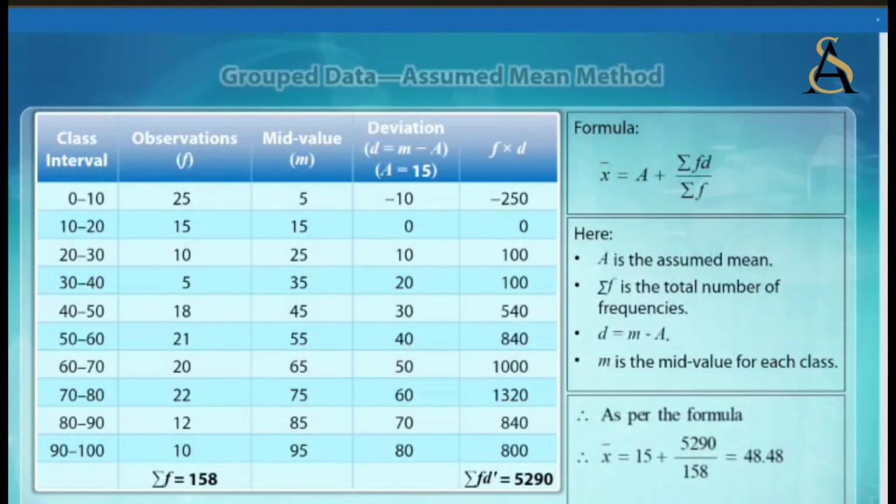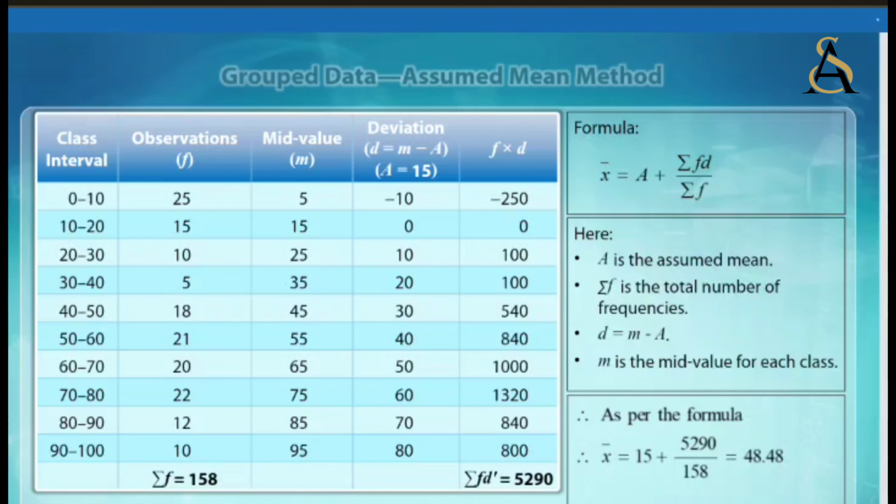The next method here is assumed mean, also known as shortcut method. So the class intervals are the same. Observations are given as frequency. Mid value we will calculate. And the most important here is the deviation, which is m minus a. In case of discrete series, we were taking it as x minus a. A stands for assumed mean.